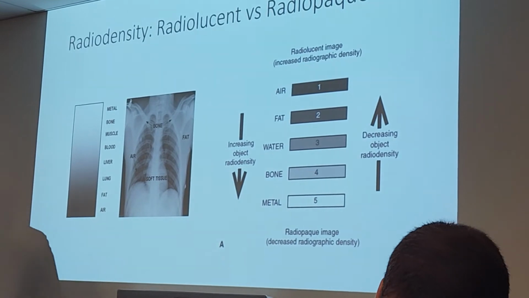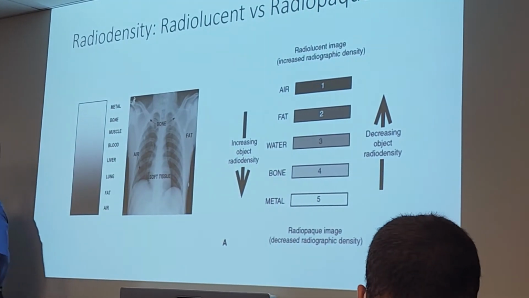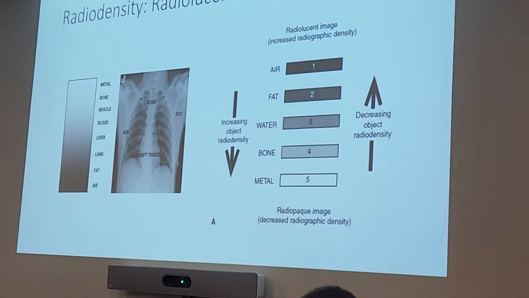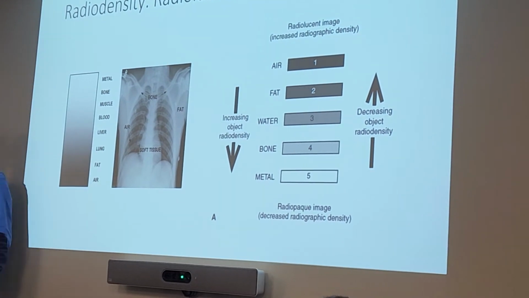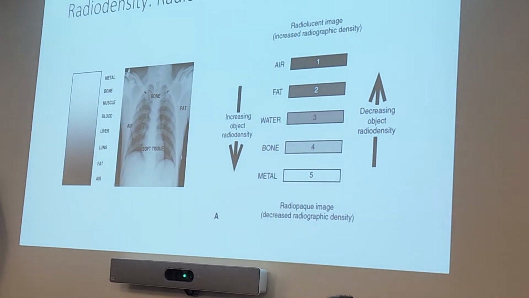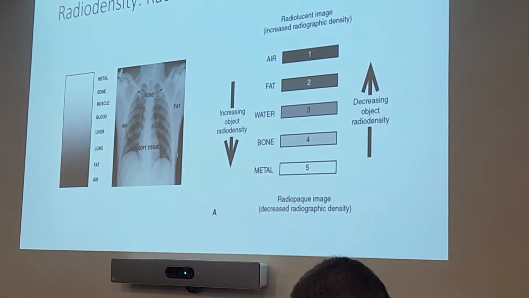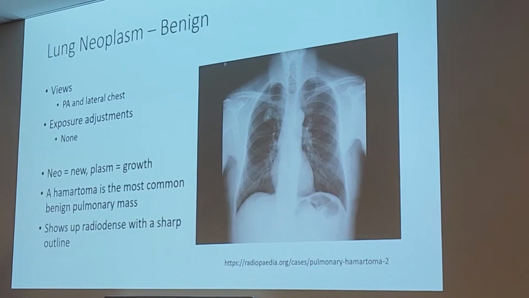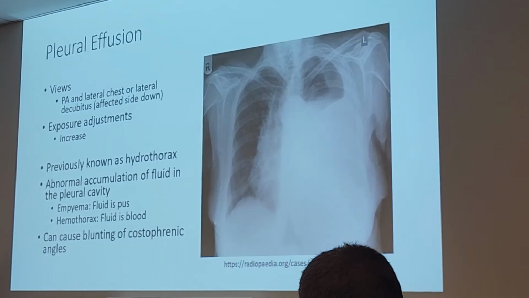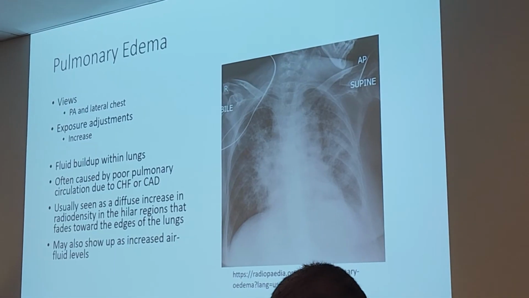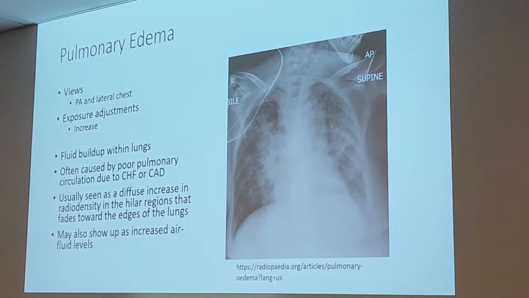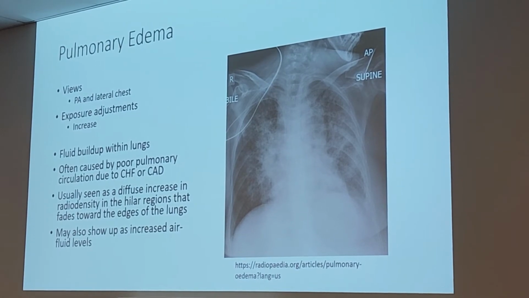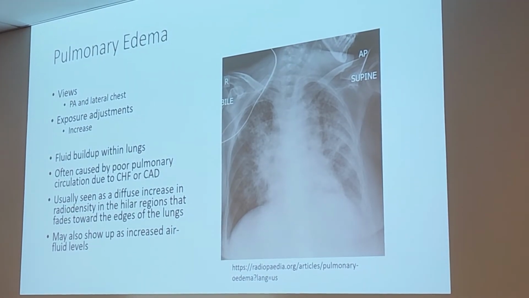Usually, when I talk, I am going to be referring to the tissue itself, so I'm going to be referring to radio density. Fluid is more radio dense than air, but fluid is less radio dense than bone or metal. For example, we were talking about pulmonary edema, and we're saying there's fluid buildup here in the lungs. That fluid is more radio dense than the air.